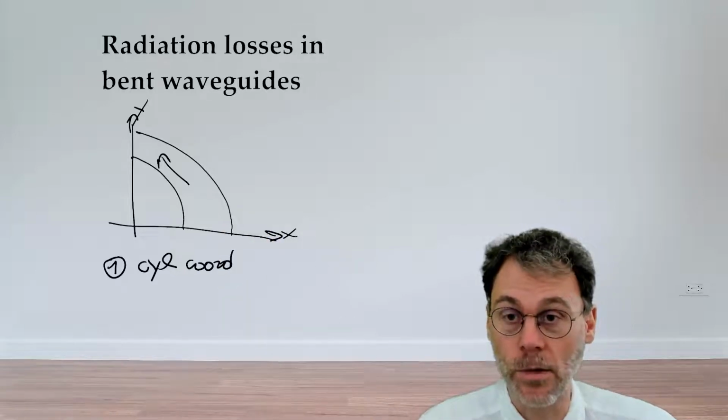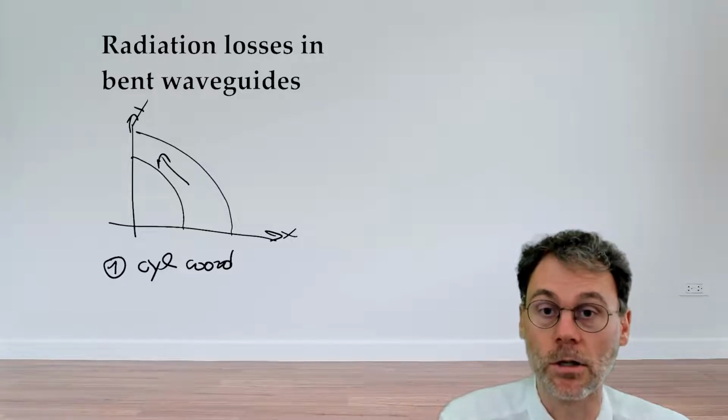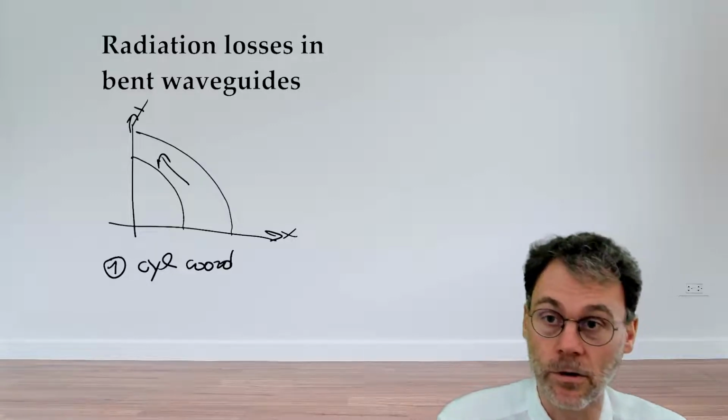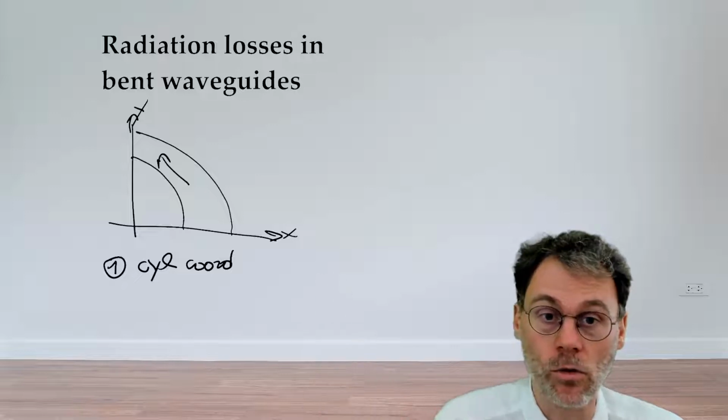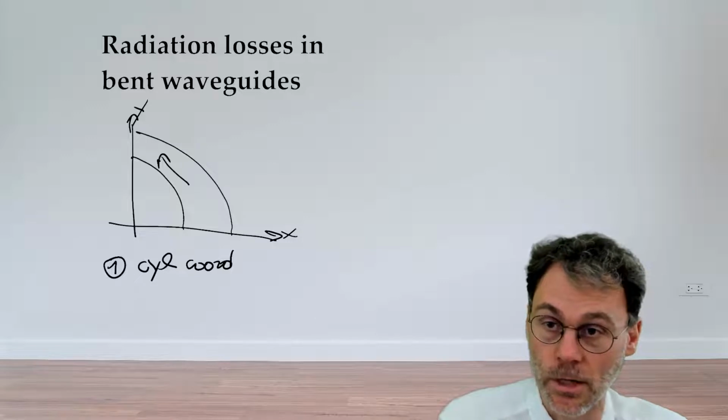That, of course, will mean that the form of the equation will look very different. So the Laplacian in Cartesian coordinates looks very different from a Laplacian in cylindrical coordinates, but that will give us an approach to find the eigenmodes in this particular case.